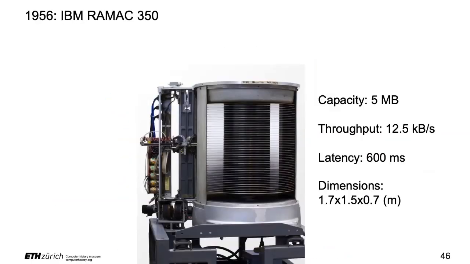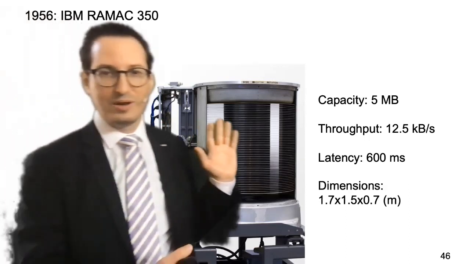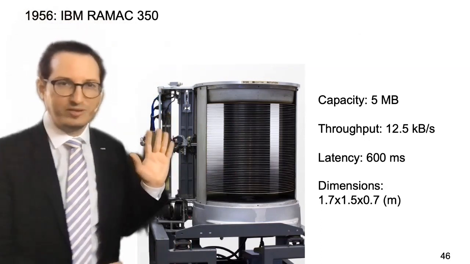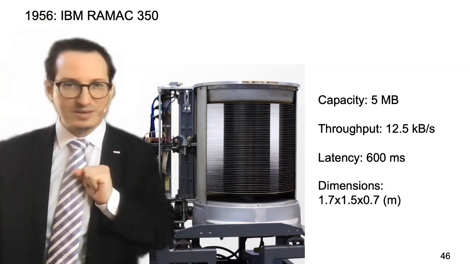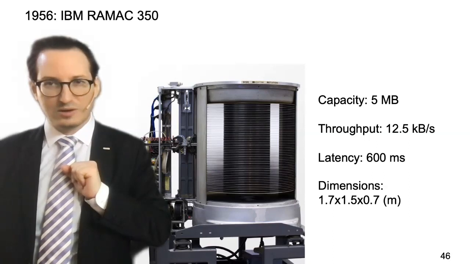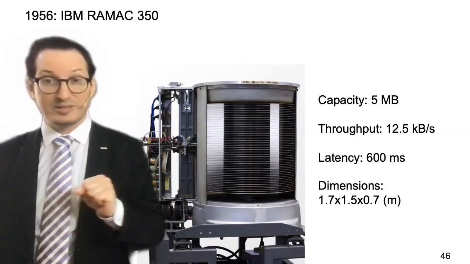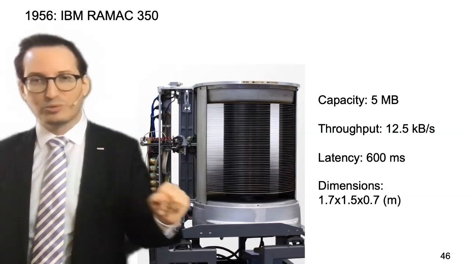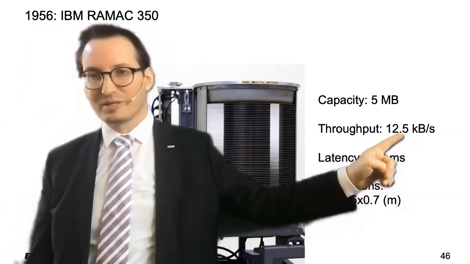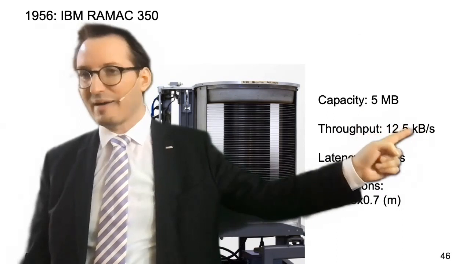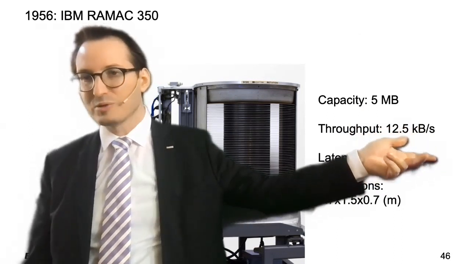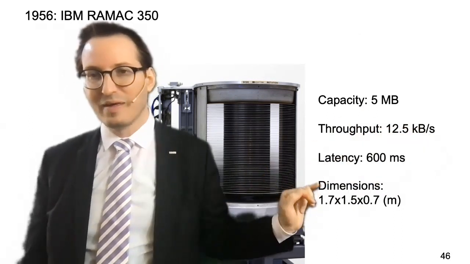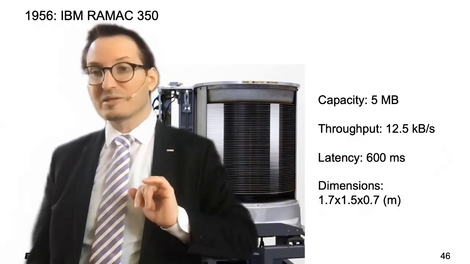And now, if we want to understand how these 3 have evolved through time, we need to take a time machine again and look back to the first commercially available hard drive. That was the IBM Ramac 350. That was back in 1956. It has an incredible 5 megabytes capacity. For the time, that was very impressive. You could read 12.5 kilobytes per second. In fact, they used the word character back then, so it was more like 12,500 characters per second. The latency was 600 milliseconds.